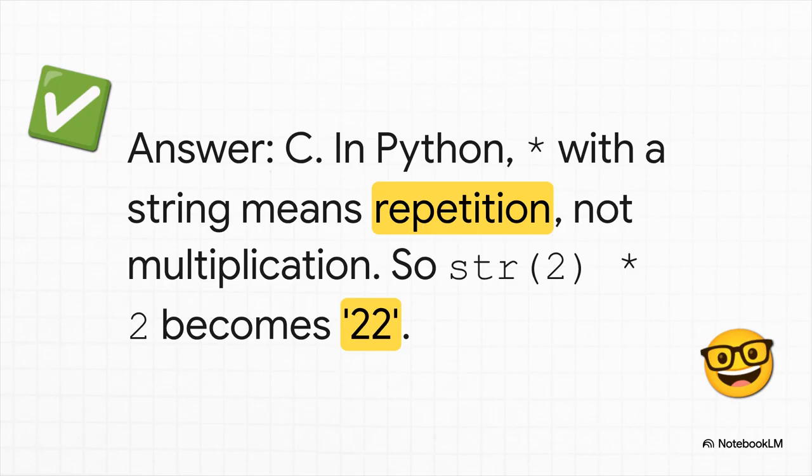And the answer is C. Yeah, this is a fun little Python quirk. It's not mathematical multiplication, it's string repetition. So when i is 2, string of 2 times 2 gives you the string 2, 2. When i is 3, you get 3, 3, 3. And that creates this very specific pattern.